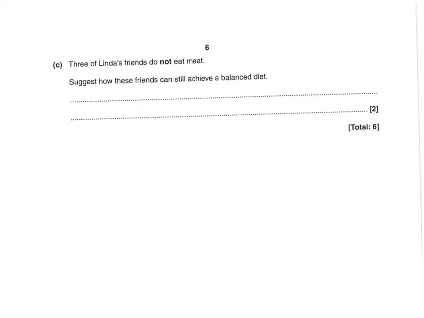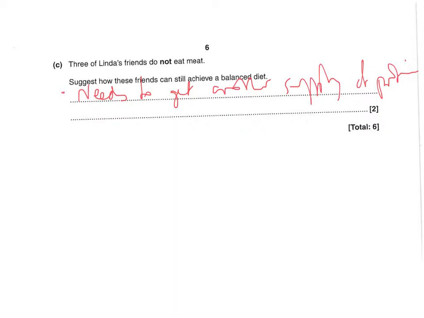Three of Linda's friends do not eat meat, suggest how these friends can still achieve a balanced diet. So the first mark of these two is just saying that she needs to get an alternative supply of protein, so needs to find another supply of protein. And then the second mark is suggesting something her friends could eat to get that protein.